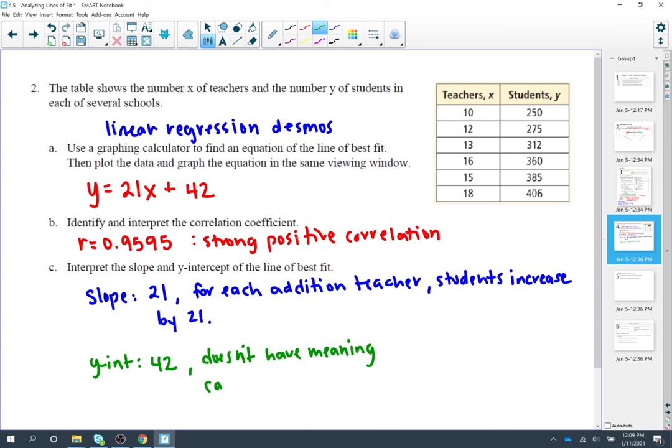And the reason is because we're going to say you can't have 0 teachers. If you have students in the building, you need to have teachers with them, teaching them, supervising them.